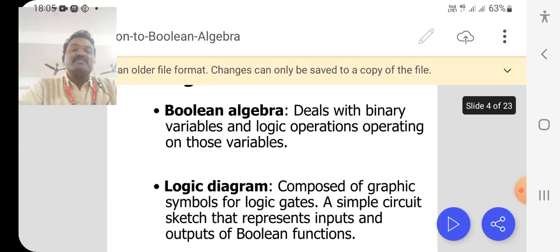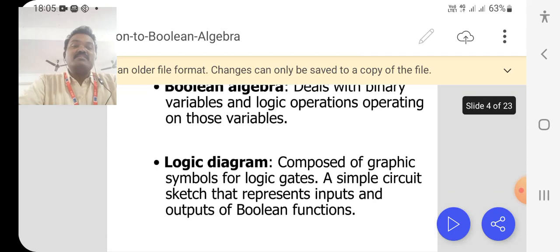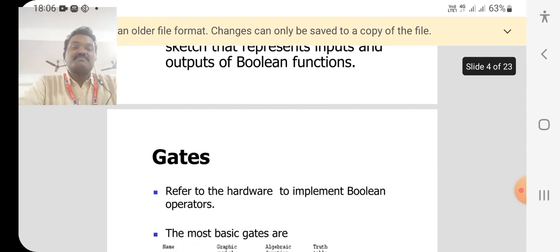In each and every circuit, we will draw the logic diagram. In digital logic circuits, the logic diagram is one of the important points. In every problem and every topic, we will have a logic diagram. The logic diagram is composed of graphic symbols of logic gates, a simple circuit sketch that represents inputs and outputs of Boolean functions.